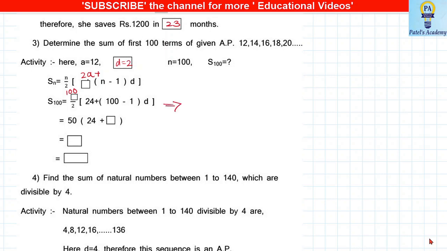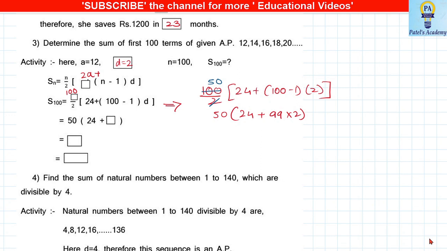Now let's solve a step after this. Let me write down the step again first. 100 upon 2, bracket 24 plus 100 minus 1, the value of d is 2. So this will reduce to get 50, that is 50, 24 plus this will be 99 into 2. Okay, so that box will come here. So 99 into 2 is 198. So 198 will come here.